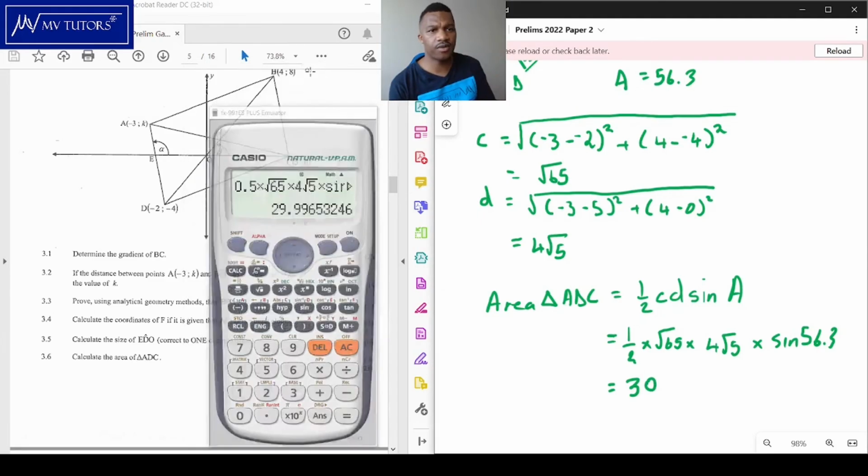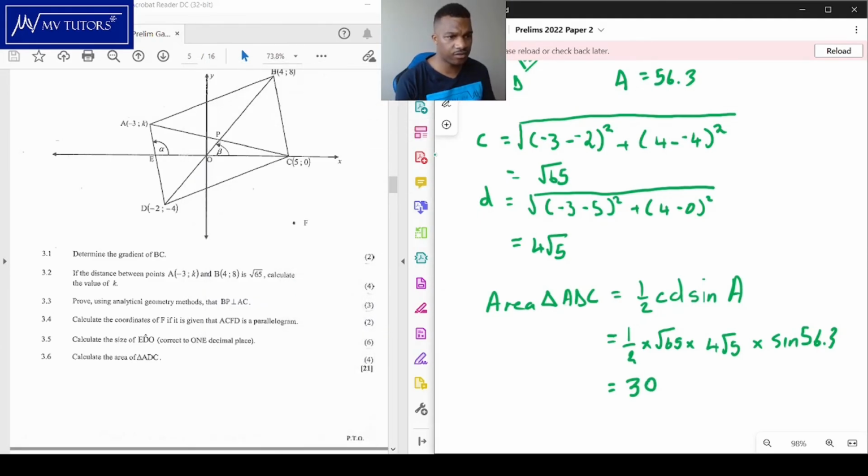And since we're dealing with area, it's unit squared, or square units.